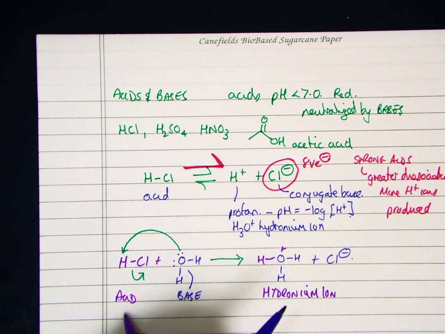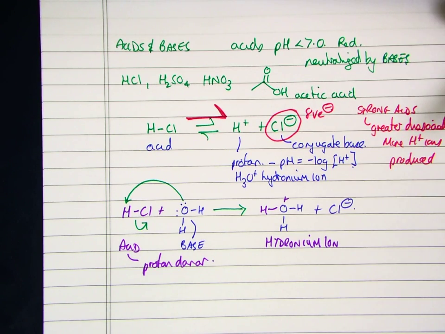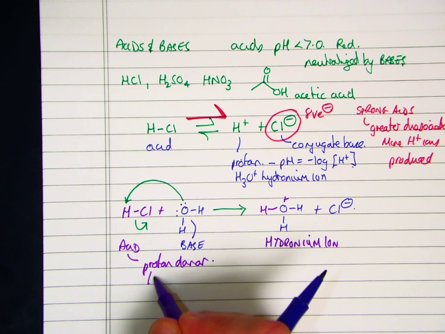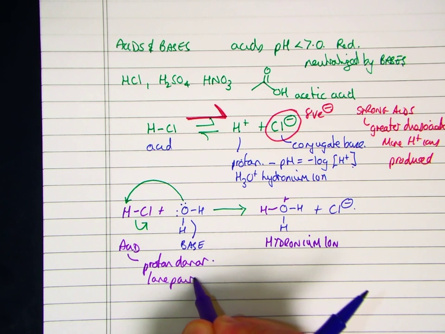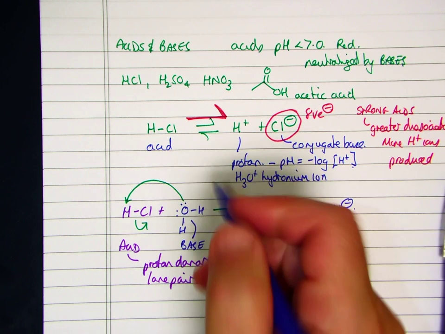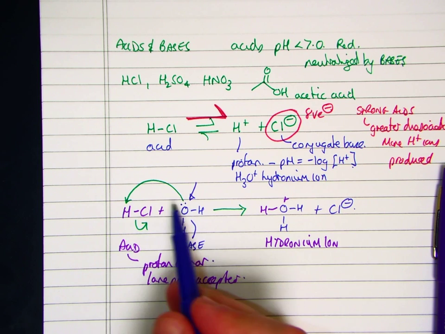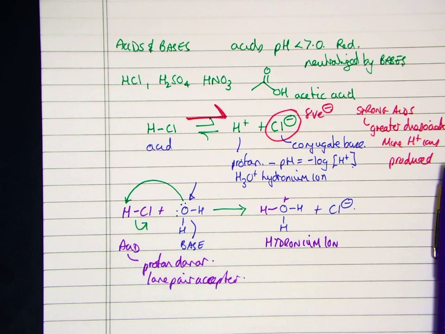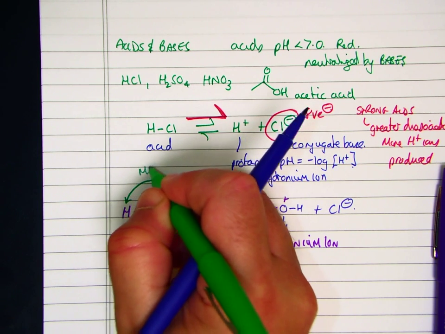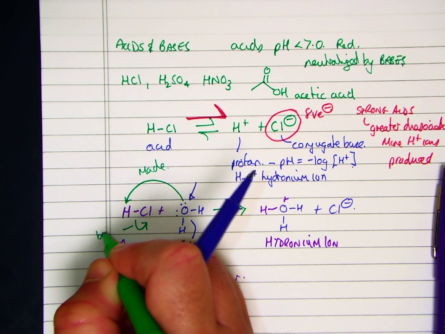In terms of our definition, it is a proton donor. See, it is donating its proton. Secondly, it is a lone pair acceptor. It is accepting a lone pair of electrons from the water molecule. Here's the lone pair. It's accepting them. And we see that the pair of electrons indicates that this green arrow is a bond being made. And this arrow indicates a bond being broken.